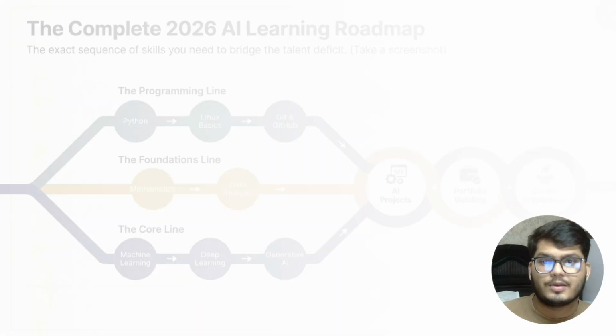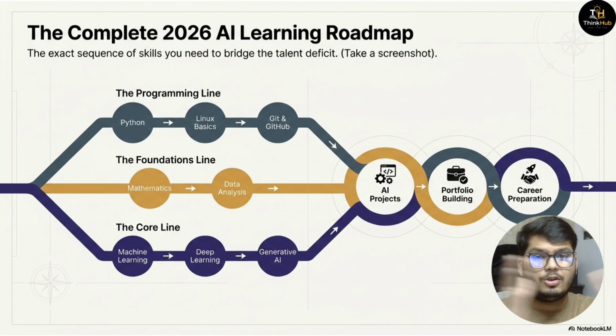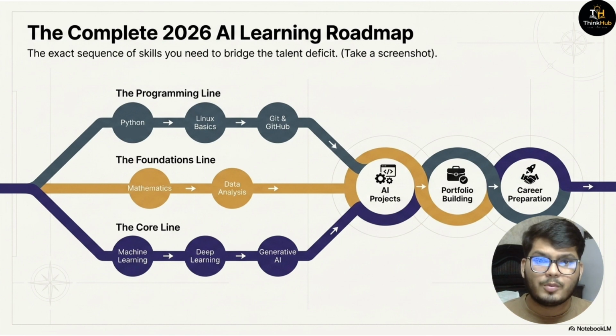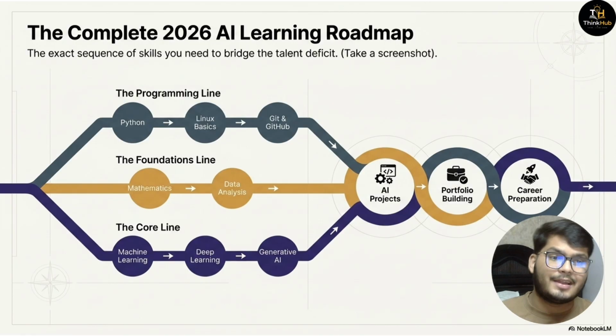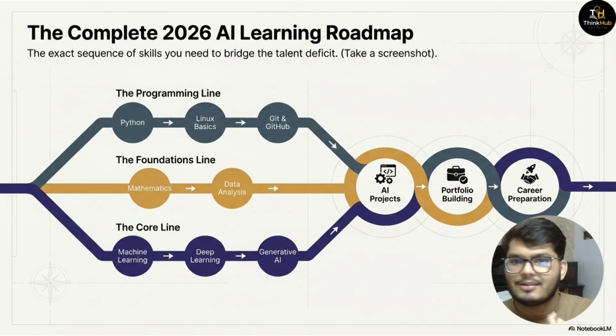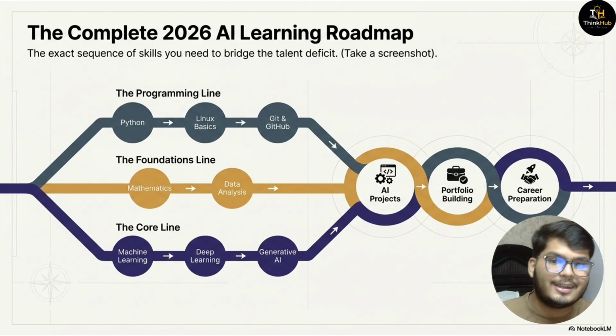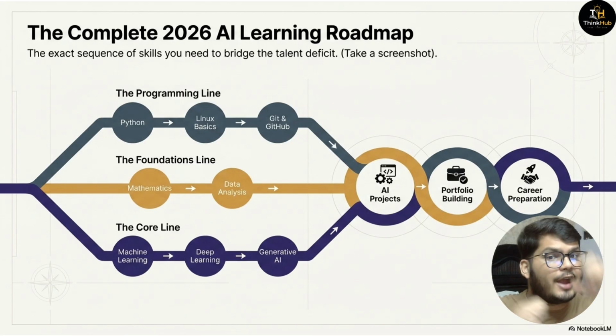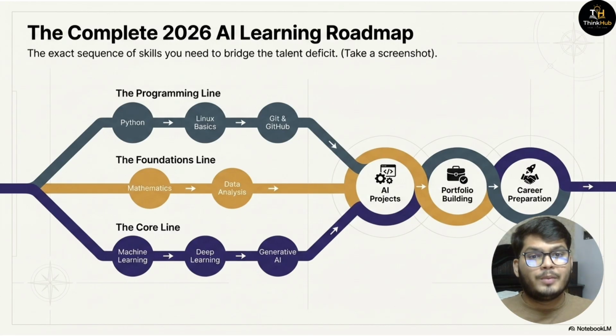And then moving towards the next slide, this is the complete 2026 learning roadmap. What I have told you: start with Python, then Linux basics, then GitHub, then some foundations like mathematics and data analytics, and after that the core line, that is machine learning, deep learning, and generative AI. And combining all of that, you have to build AI projects, build a portfolio, and build a proper resume and career preparation for you all.